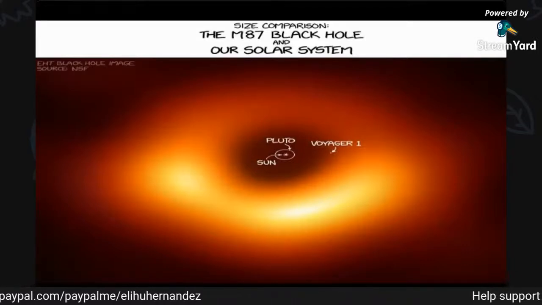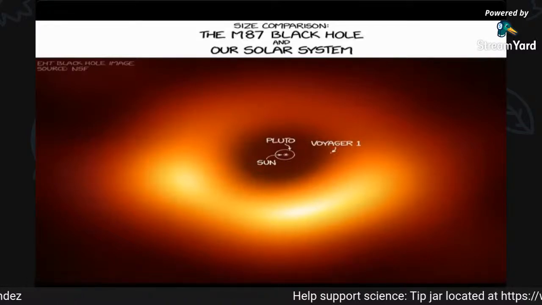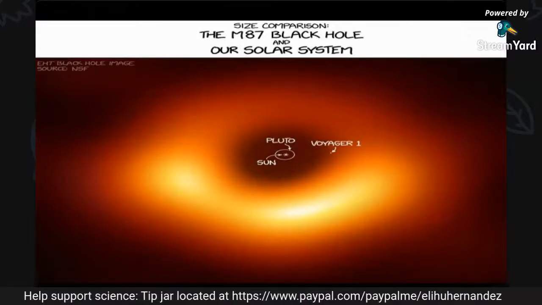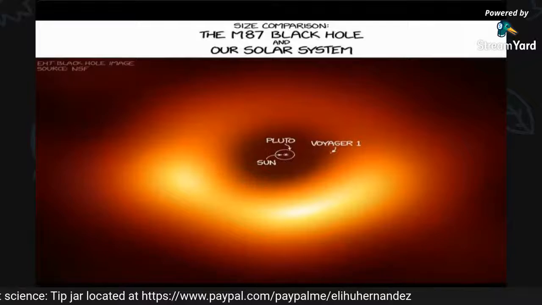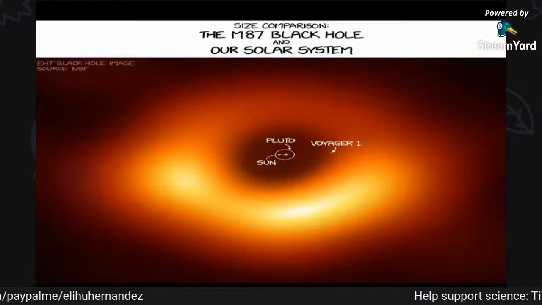it showed the bright ring formed as light bends. The intense gravity around the black hole is from 6.5 billion times the Sun's mass. As you can see in the diagram here, Voyager 1 would barely be on the edge of the event horizon of the black hole. It would barely be there. This is how huge this thing is.